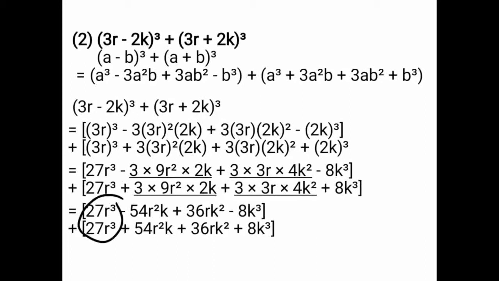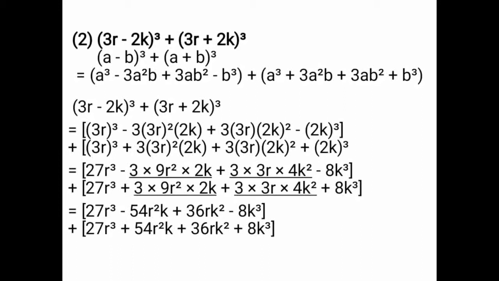A cube and b cube I wrote as it is. This I multiplied. 3a square b plus 3ab square I multiplied in both the brackets. In 3a square b I am getting answer minus 54r square k plus 54r square k. 3 9s are 27. 27 2s are 54. 54 into r square into k is 54 r square k. Both minus and plus you have to write, because two types of expansion formulas is there.